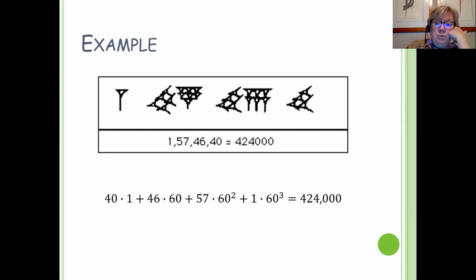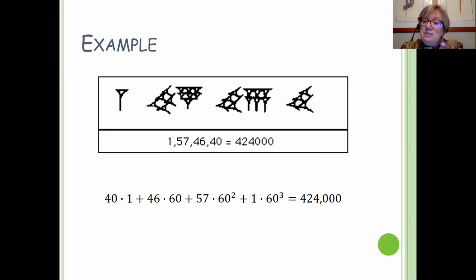Now, what we're going to do is look at this one. See how I've spaced this one out so that you can see pretty easily that there are 4 digits here, 4 places. So I'm representing them with our numerals: 1, 57, 46, 40. And each of those is in a different place, so they're spaced out. The ones place, just like for us, is on the far right. Then to the left of it would be the 60s place. To the left of that would be 60 squared. To the left of that would be 60 to the third.